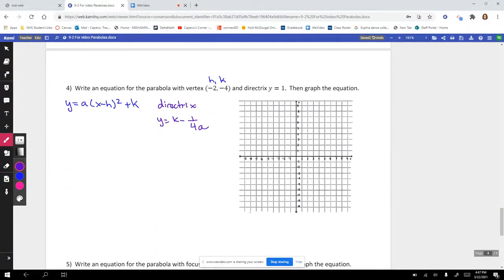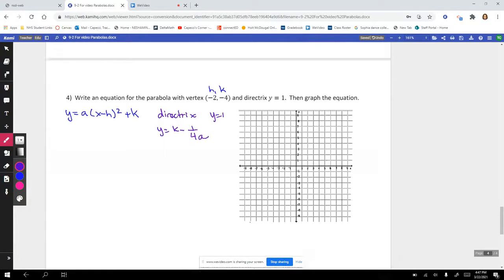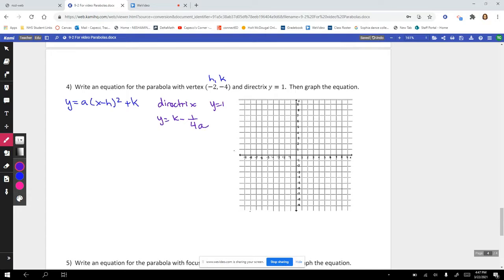All right, so I have to figure out what I have. I know that the directrix is y is equal to 1. I will draw that, just so it gives me something that I know I have for sure. And then I have -2, -4. That's going to be my vertex. Now, I know that I'm going to have to open down, because my directrix is always on the outside. So let's see if we can come up with an equation. All right, so let's use my vertex. So far I have a times x plus 2 squared minus 4.